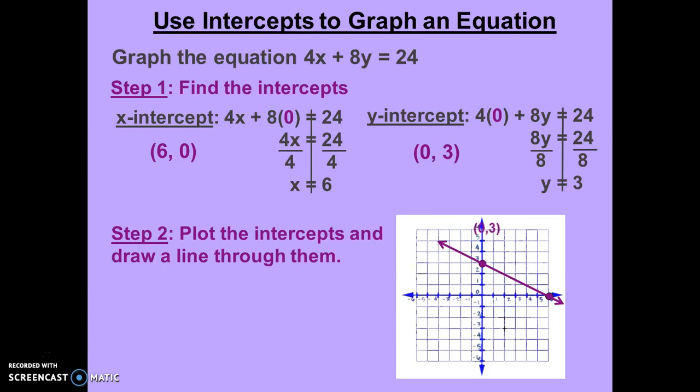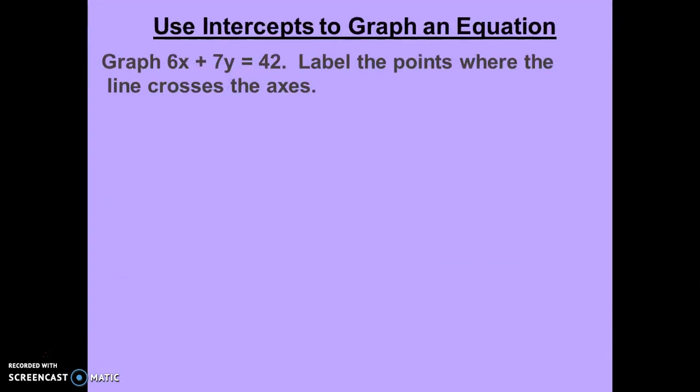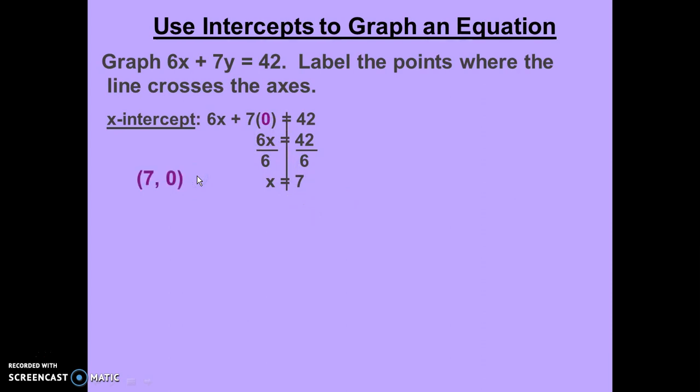Okay, so let's try another example here. All right, if I were to give you 6x plus 7y is equal to 42, how would we graph that? All right, so x-intercept. Again, we're going to be plugging in 0 for y. 7 times 0 is 0, so I'm left with 6x is equal to 42. Divide both sides by 6, and I have x is equal to 7. So that point is 7, 0, because again, we always list x, y.